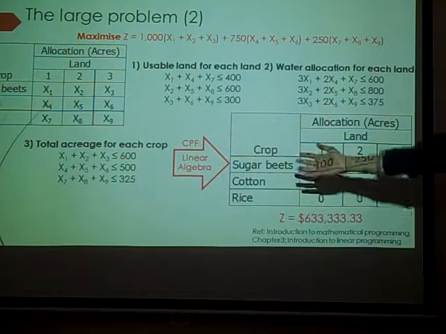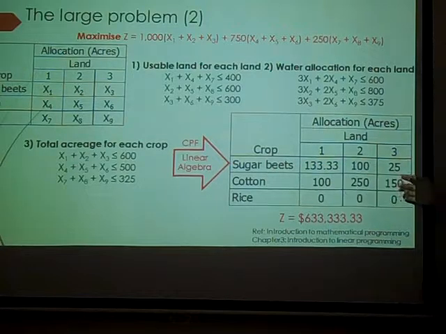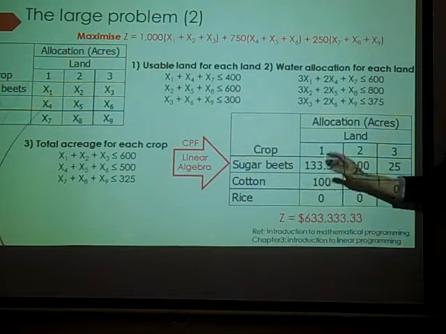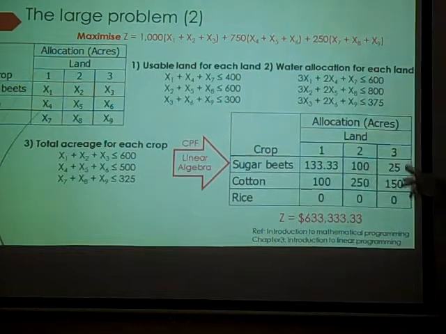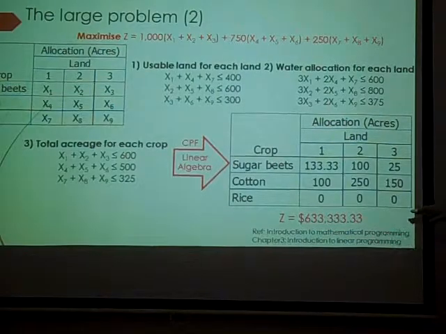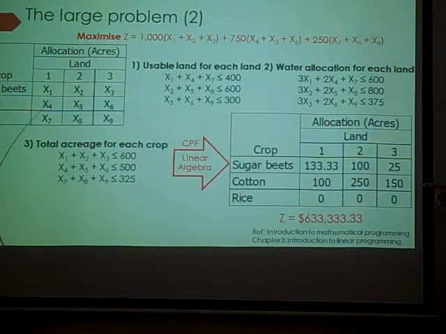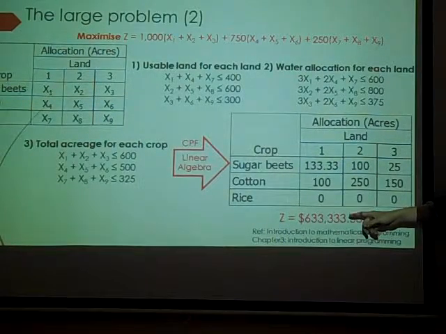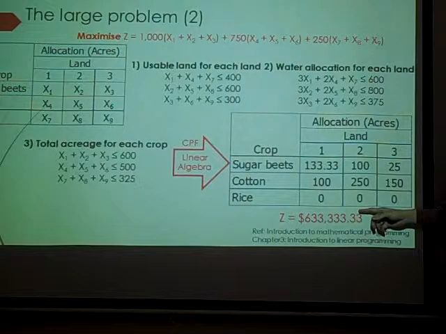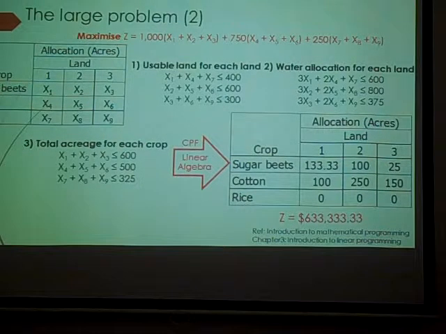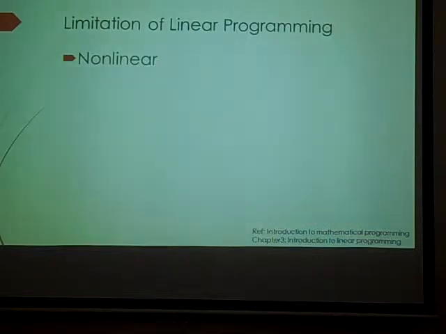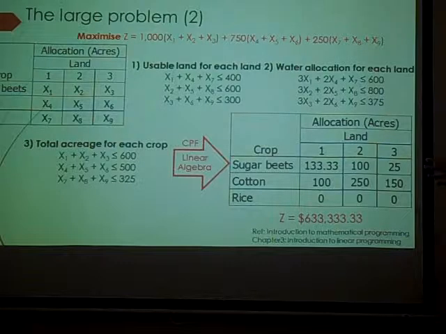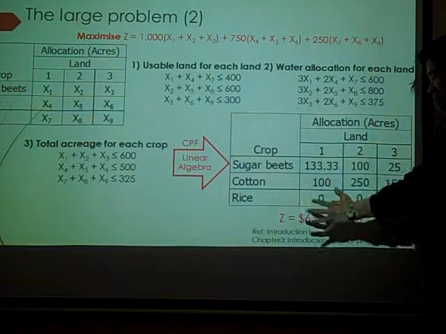And now the answer becomes this. It means you plant sugar beets on the first land, like this. And the total profit you earn is 633,333.33 USD. This is the answer to this problem. You can learn something from here.